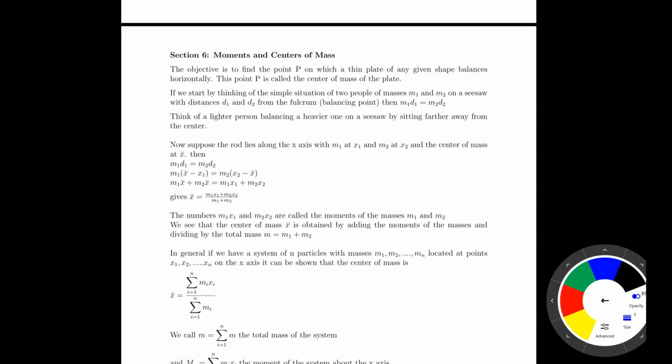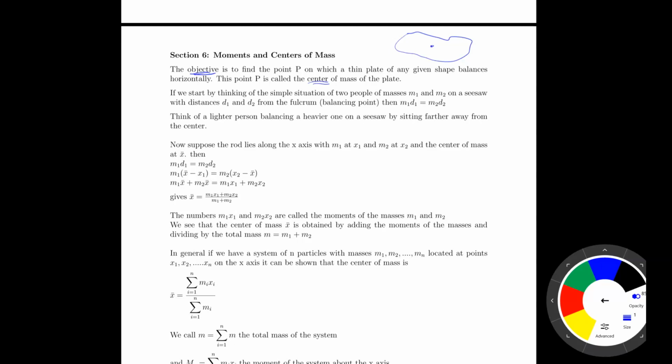So, moments and centers of mass. The big idea is that we're going to have some kind of shape, and we're going to find the place that we would call the center of the whole plate, the mass that will balance it in all directions.